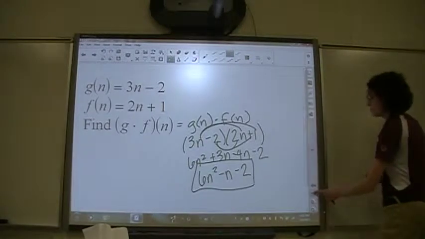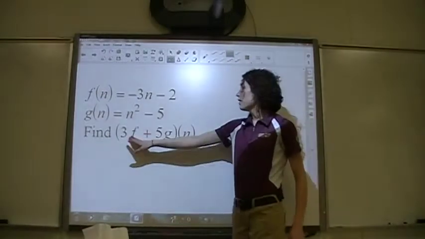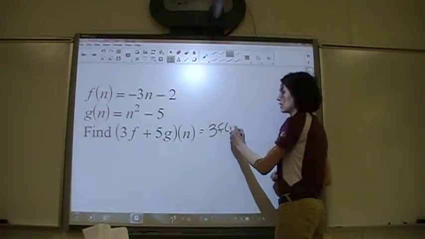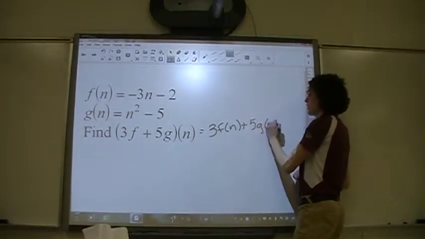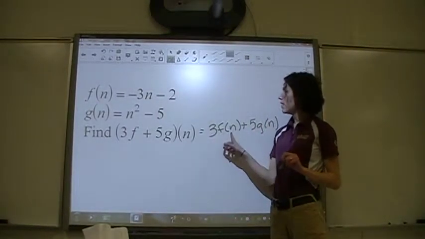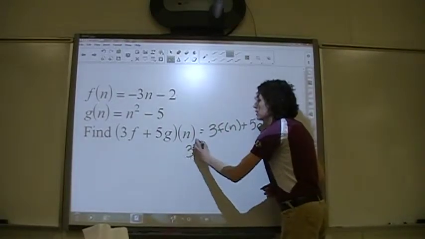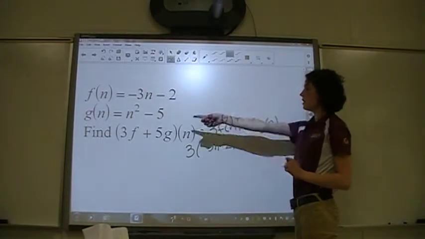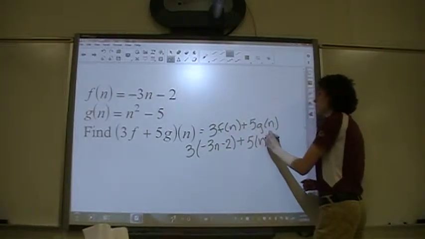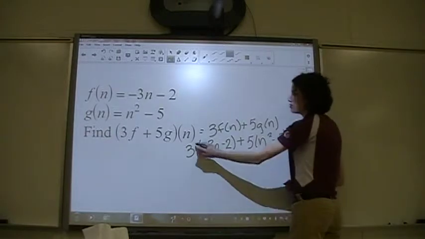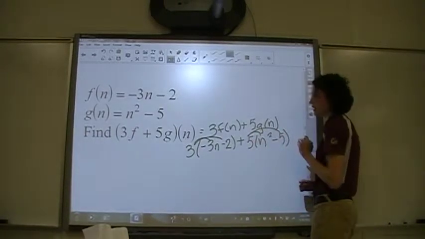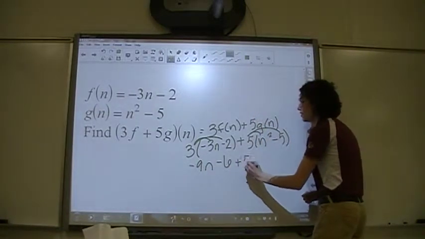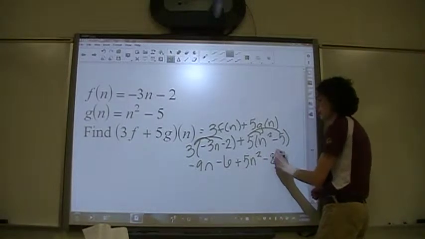All right, let's try another one. Now, if I have 3f plus 5g of n, you can write that as 3f of n plus 5g of n. So that means I want to multiply my f of n times 3. So you have 3, then in parentheses, negative 3n minus 2, then plus, take my g of n and multiply it by 5. So I have 5, and then parentheses, n squared minus 5. So distribute your 3 and your 5 and combine like terms. So I have negative 9n minus 6 plus 5n squared minus 25.